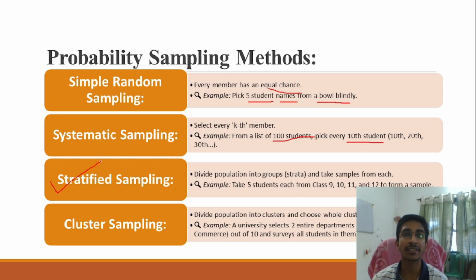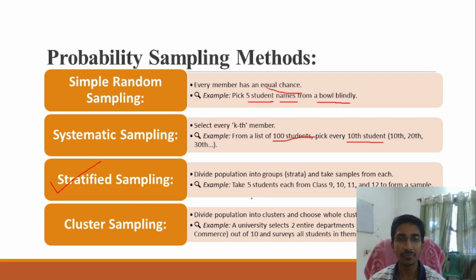And the next is stratified sampling. In this sampling technique, we divide the whole population into small groups and we call them strata, right? And then we collect a sample from each stratum. Clear? So for example, take 5 students from each class: 9, 10, 11, 12. So class 9 is one stratum, 10 is one stratum, 11 is one stratum, 12 is one stratum. These are the groups, and we take 5 students from each stratum.